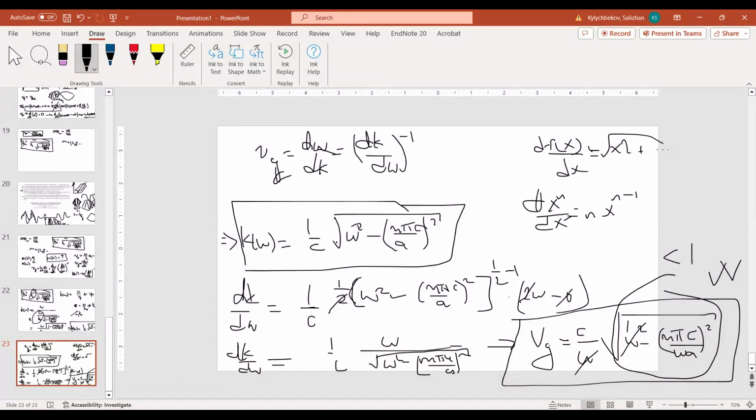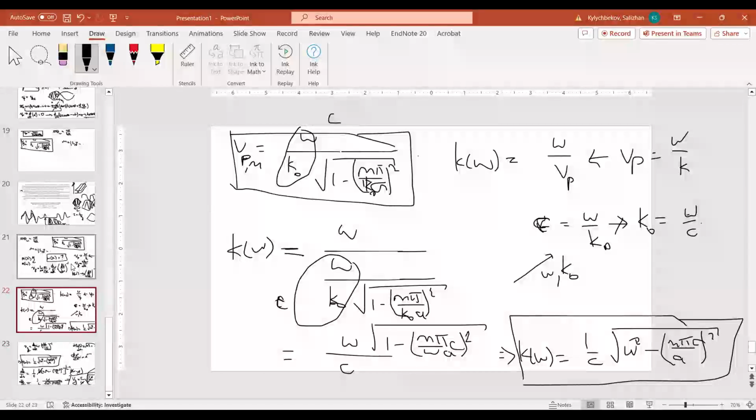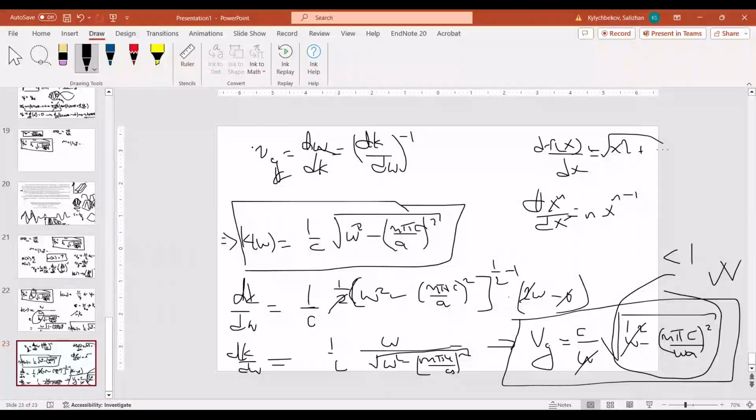Phase velocity can be larger than c and doesn't violate physics because we are transferring information with group velocity, not phase velocity. This is very popular, you will see it in modern physics.